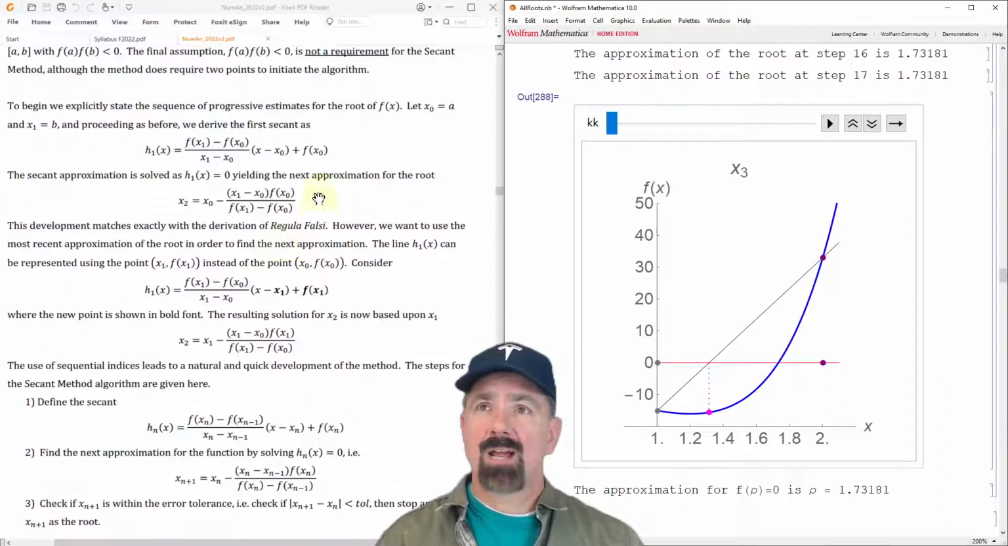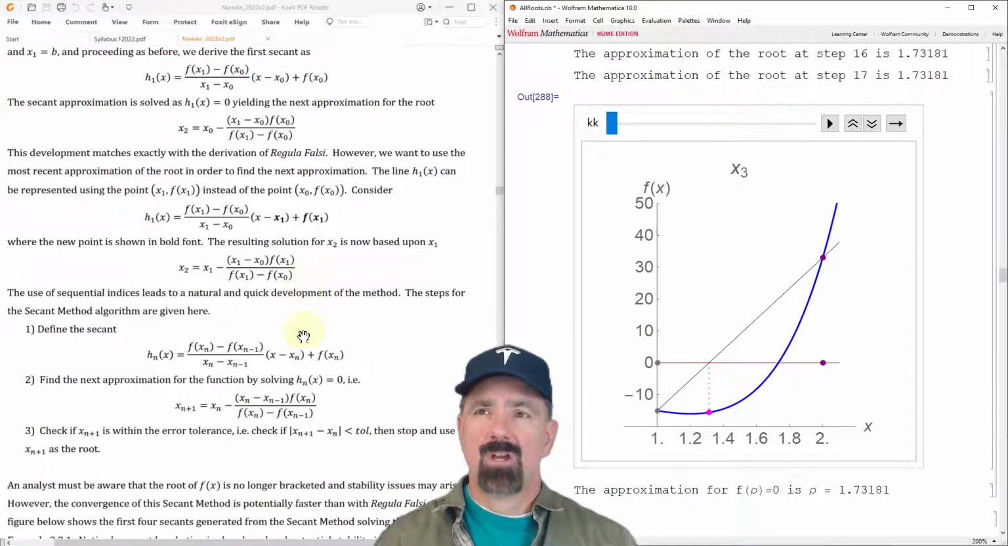So what I want to point out to you is this is the formulation that looks like regula falsi. This formulation is more common because, instead of using x0 for the function evaluation and for the argument with x minus x0, we're using the most recent approximation that we have, which is x1. So we use the function evaluation at x1 as well as x minus x1. And that gives us this general form for the secant method, which I've highlighted here in the algorithm.